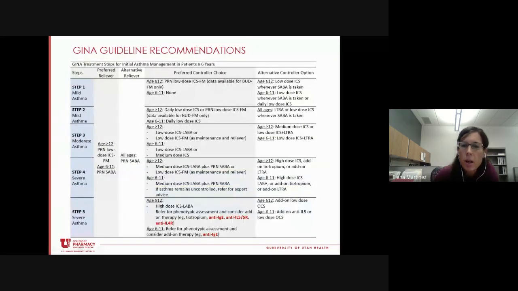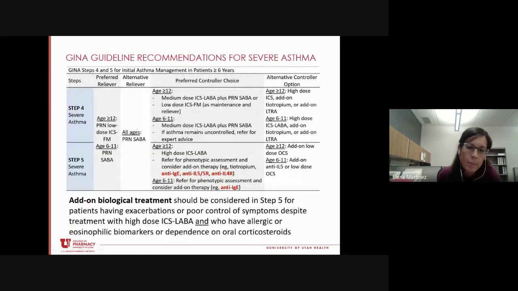The 2020 Global Initiative for Asthma, or GINA, includes 5 treatment steps for the management of asthma in patients 6 years and older, as summarized in this table. Now, focusing on steps 4 and 5 of the GINA guideline, patients with severe asthma require step 4 or step 5 therapy that can include, for example, medium or high dose inhaled corticosteroids, or ICS, plus a second asthma controller such as long-acting beta-2 agonist, or LABA.